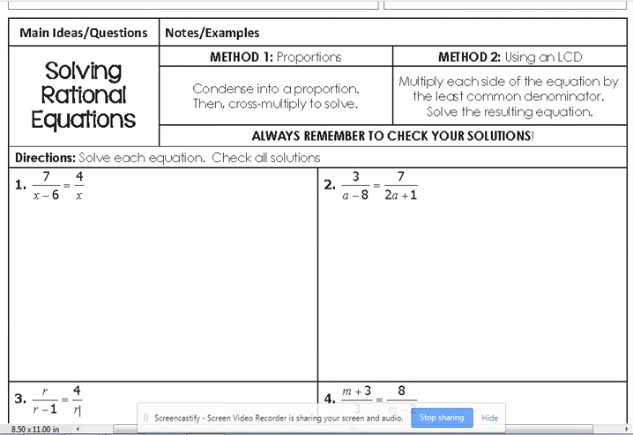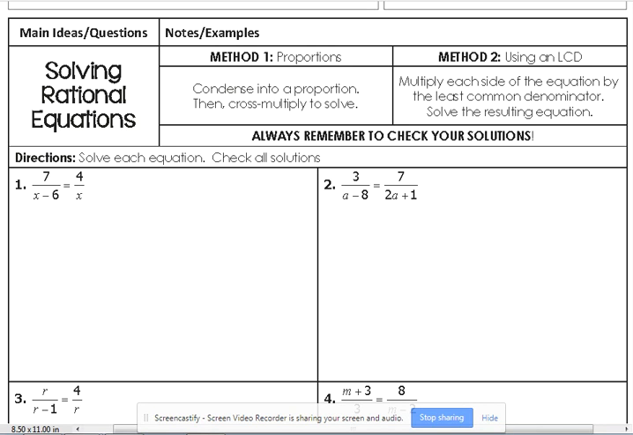We've got two methods that we can use to solve rational equations. The first method is using proportions. Remember, a proportion is a fraction equal to another fraction. So you condense it into a proportion. Then when we have a fraction equal to a fraction, what can we do? You can cross multiply.